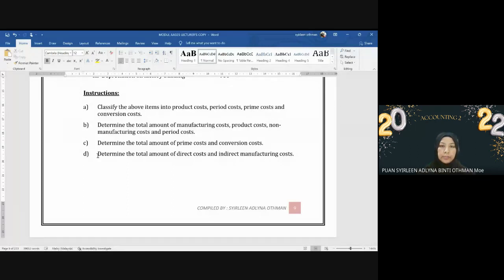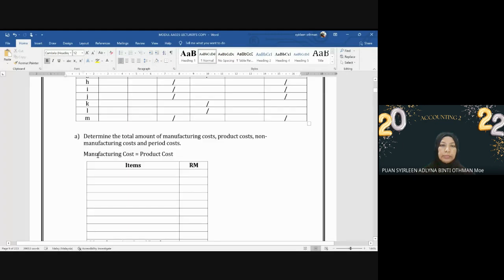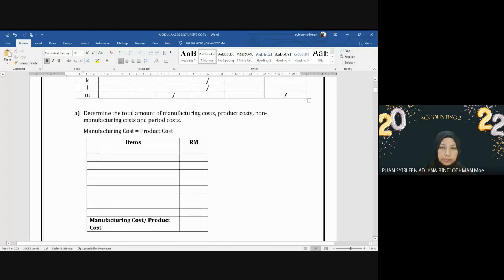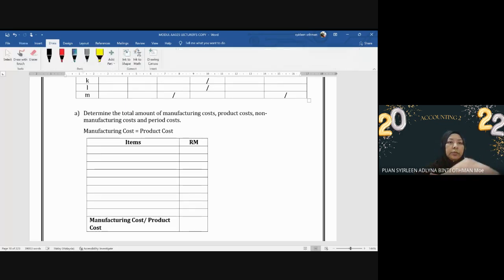Okay, alright, so kita tengok A dulu. So now kita nak determine the total amount of manufacturing costs, product costs, non-manufacturing costs and also period costs. So as I mentioned earlier, masa kelas malam, manufacturing costs is also product costs. So dia actually adalah benda yang sama lah. And manufacturing costs consists of direct material, direct labor, and manufacturing overhead. So bila you nak senaraikan dalam item untuk pengiraan, kita kena cari yang mana ialah direct material, direct labor and also the manufacturing overhead.